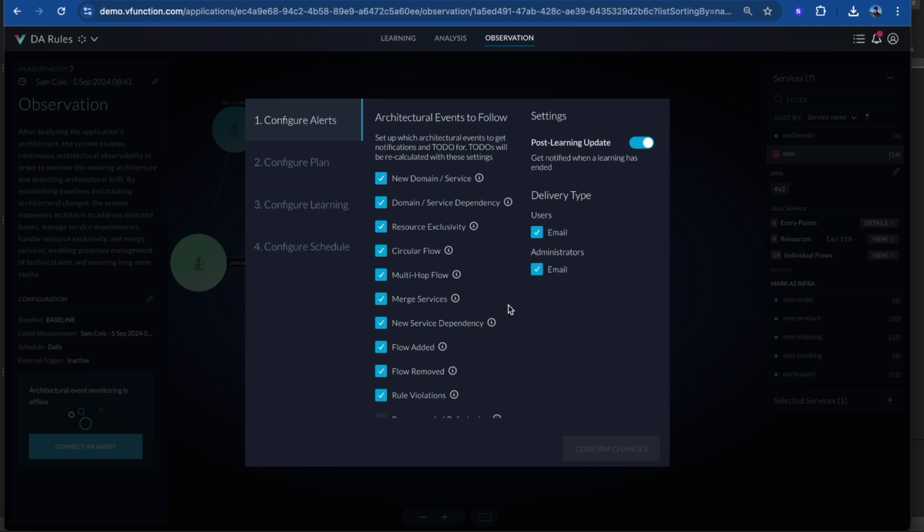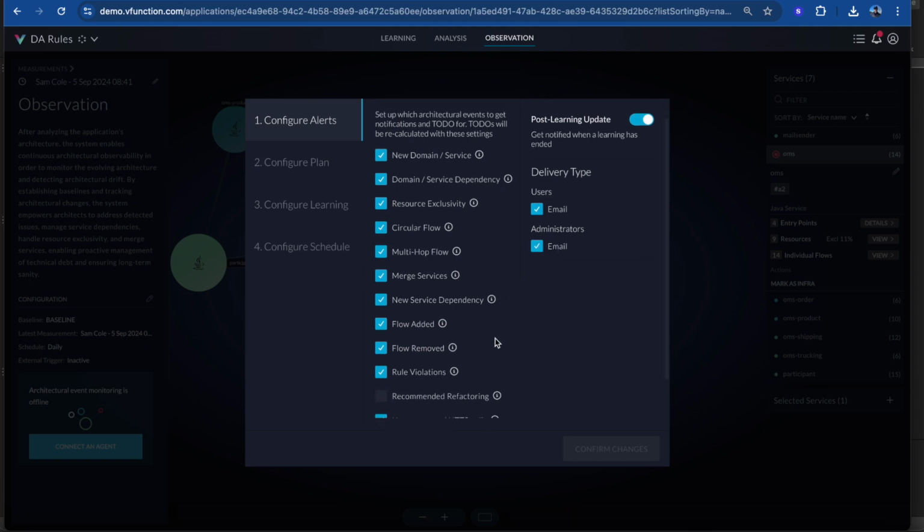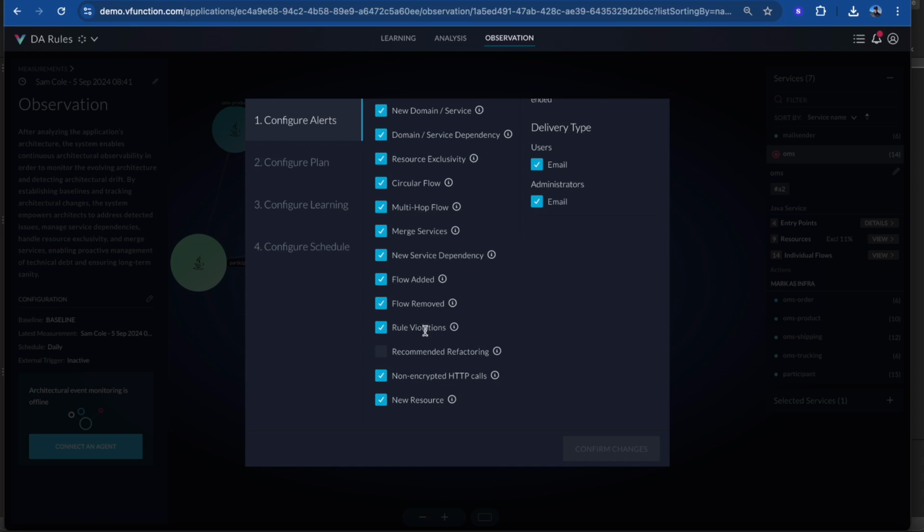When new flows are added, when flows are removed, when a rule is violated, this relates to the rules that I just showed you. When there's a violation of those rules, you may get an alert, or when there's a recommended refactoring. Something that we've added recently that customers have asked for is to get alerts when non-encrypted HTTP calls are identified, or when a new resource suddenly is identified, meaning alert when a new resource is detected in one of the flows of the system. So the system will generate alerts, whether email or Slack or to our generic dashboard.